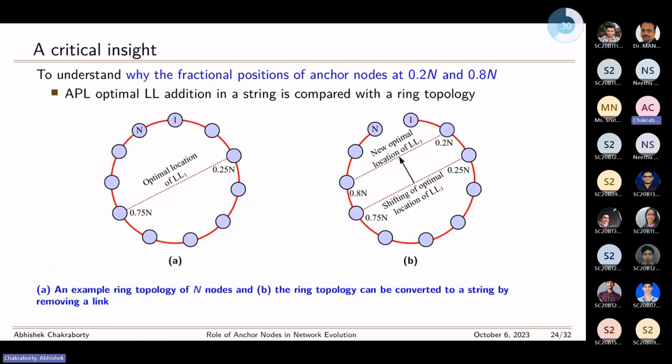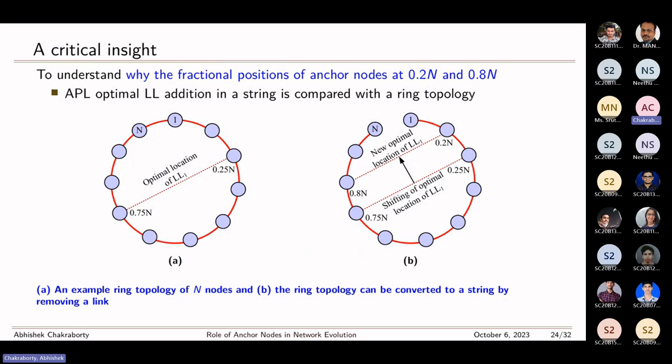So here comes the situation. If you have a circular topology and you want to add a long link which will greedily optimize APL, you will always find it connects between 0.25n and 0.75n. For example, in a 100-node case, it is between node 25 and node 75. Now, if you remove one link, say, for example, here we have shown node 1 and node n and removed one link, it has become a string topology. Surprisingly, we have seen the long link location shift from 0.25n to 0.2n, and from 0.75n to 0.8n.